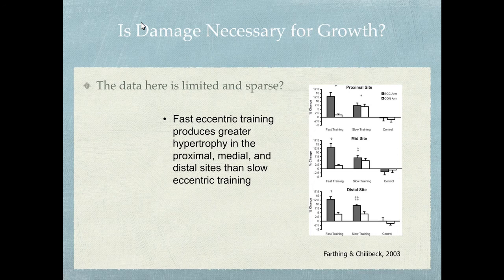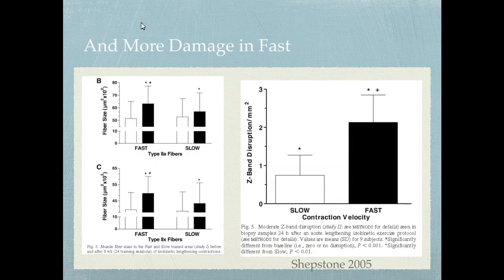Now, if we look at velocity of contraction, if you look at the proximal, mid, and distal sites, the fast eccentric contractions, fast training, is producing more hypertrophy than slow training, whether you're doing it concentrically or eccentrically in particular. And you also have more damage in fast contractions. So if you go to the right here, you look at fast contractions, more muscle damage. You go over to the left, you look at type 2X fibers, type 2A fibers, greater muscle fiber size.